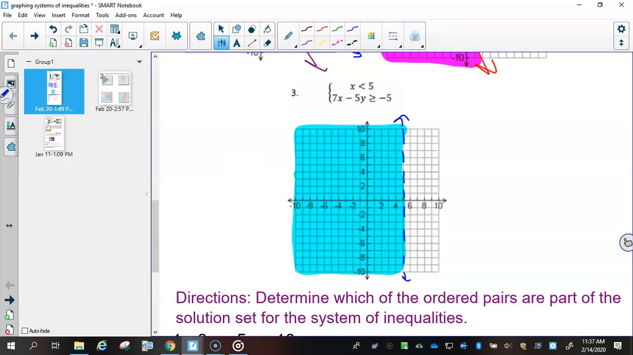Okay. Now the other one we need to solve before we graph. So subtract 7x. Divide by -5. What happens when we divide by a negative? The sign changes. So now we have y is less than or equal to +7/5 x plus 1. Everything has changed.